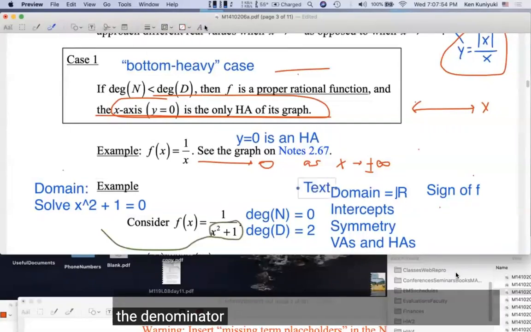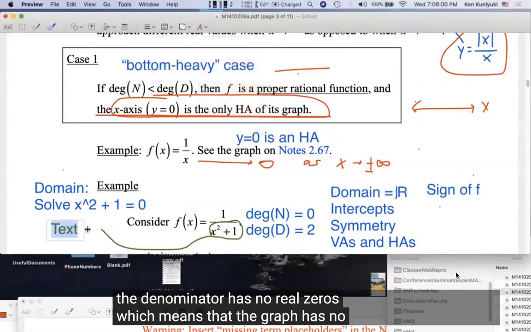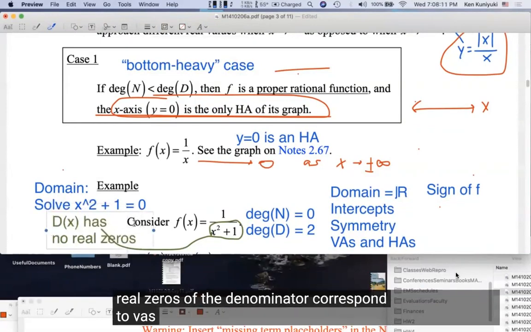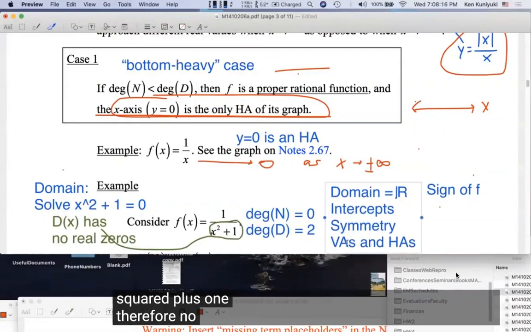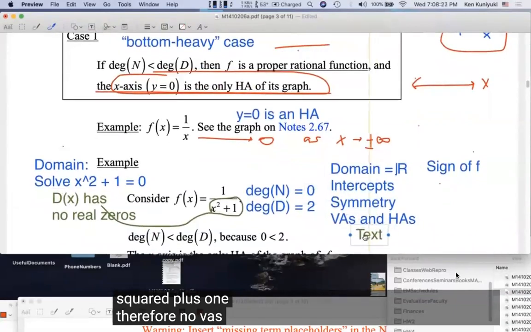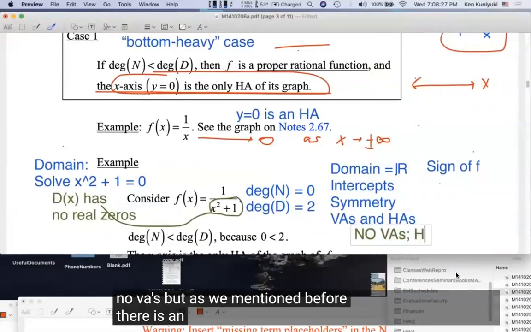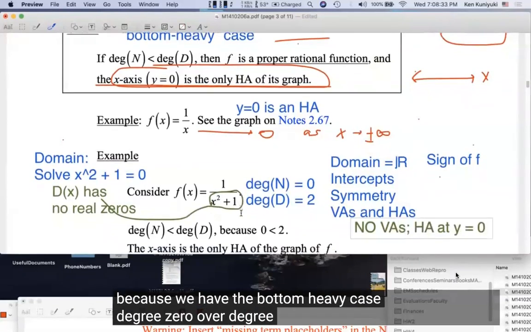The denominator has no real zeros, which means that the graph has no what? Real zeros of the denominator corresponded to VAs. No real zeros for the denominator, x squared plus 1, therefore no VAs. No VAs. But, as we mentioned before, there is an HA at y equals 0, the x-axis, because we have the bottom heavy case, degree 0 over degree 2.